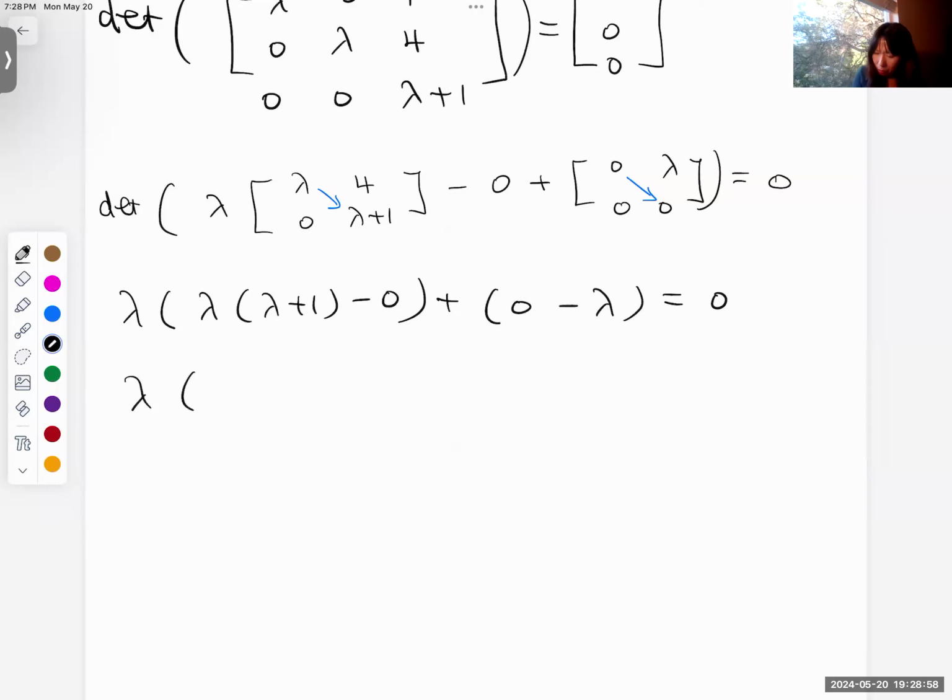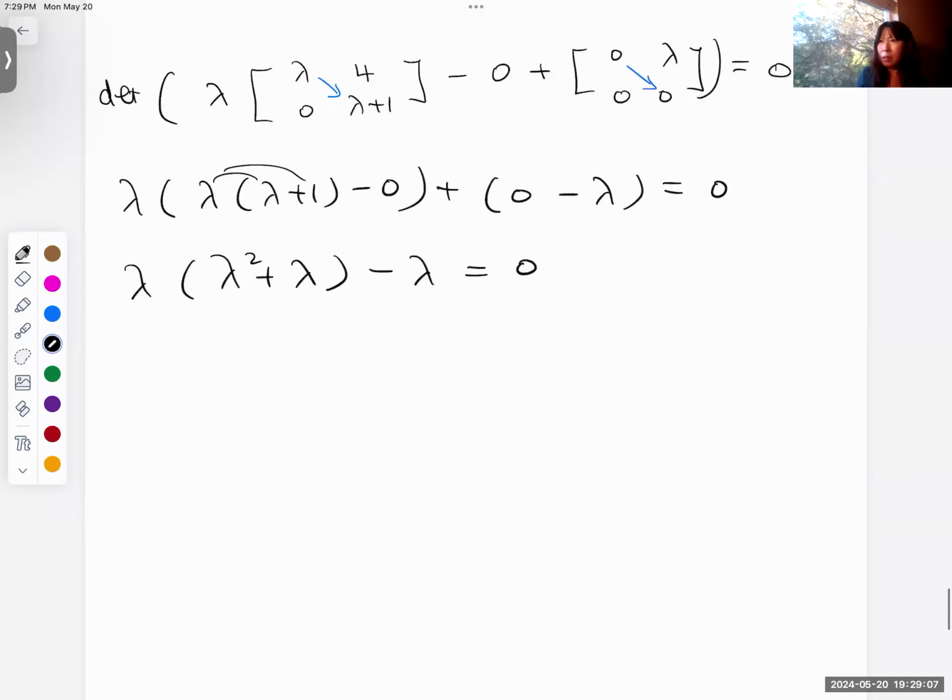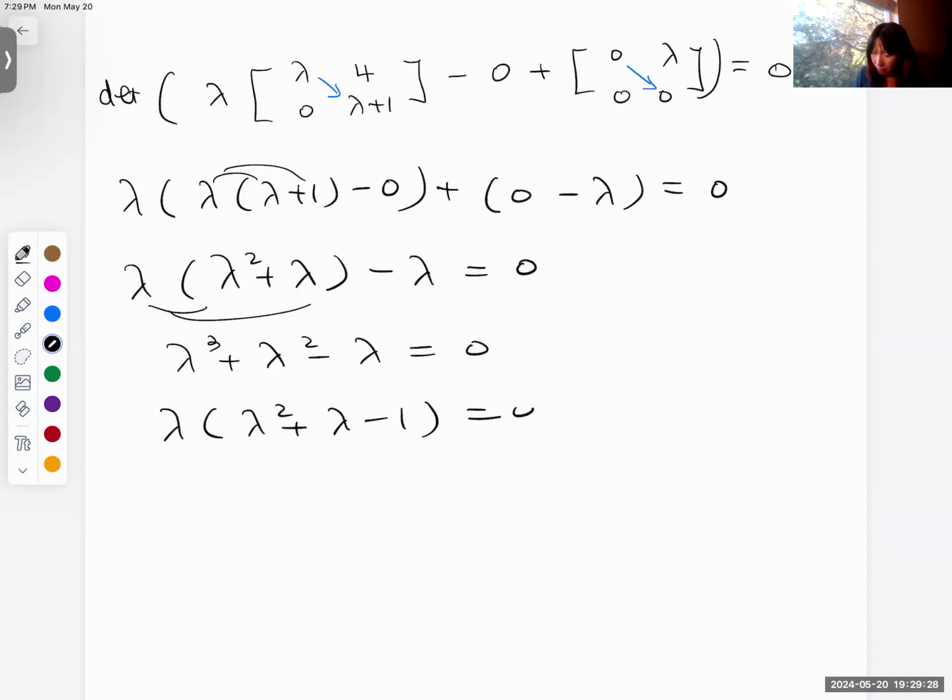So we distribute: lambda squared plus lambda minus lambda equal to 0. So there will be, distributing, lambda cubed plus lambda squared minus lambda equal to 0. Okay, so you can factor out. So lambda equal to 0.